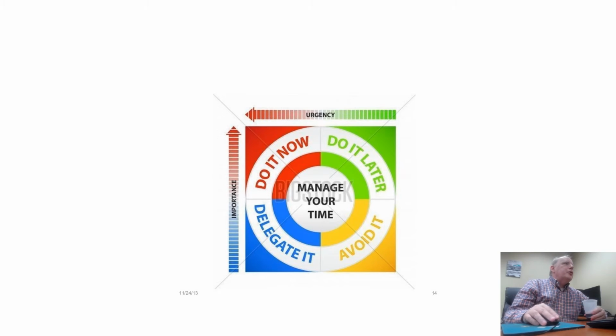This is, again, a similar type thing. This is really just a different version of it. It's just more dramatic. So that upper left corner, the ones you should do immediately. Then these a little bit later, and these can be delegated, they're saying. If it's urgent but of low importance, you can delegate it to somebody else. And if it's neither, you can avoid it. So either do it now, do it later, delegate it, or avoid it.